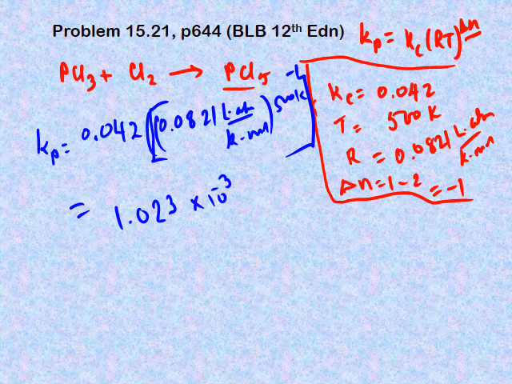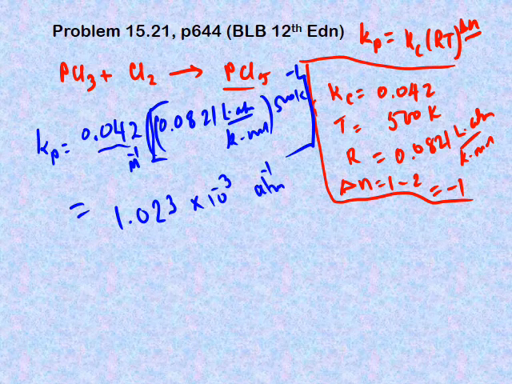Now, if they had all these units given to you, 0.042 would have been inverse of molarity. And the final unit for Kp would be inverse of atmosphere. So I don't know why they left out the units. So anyway, this is the answer to this question.